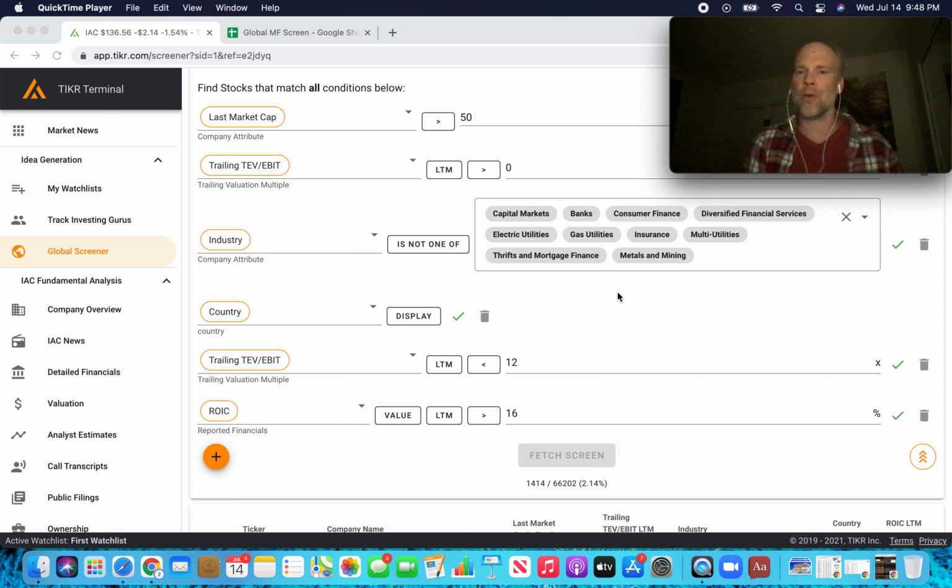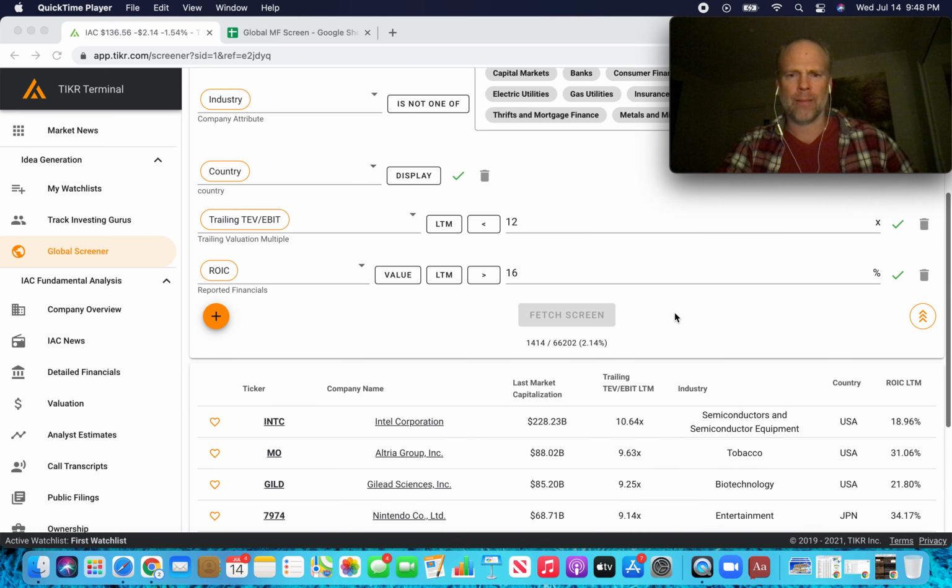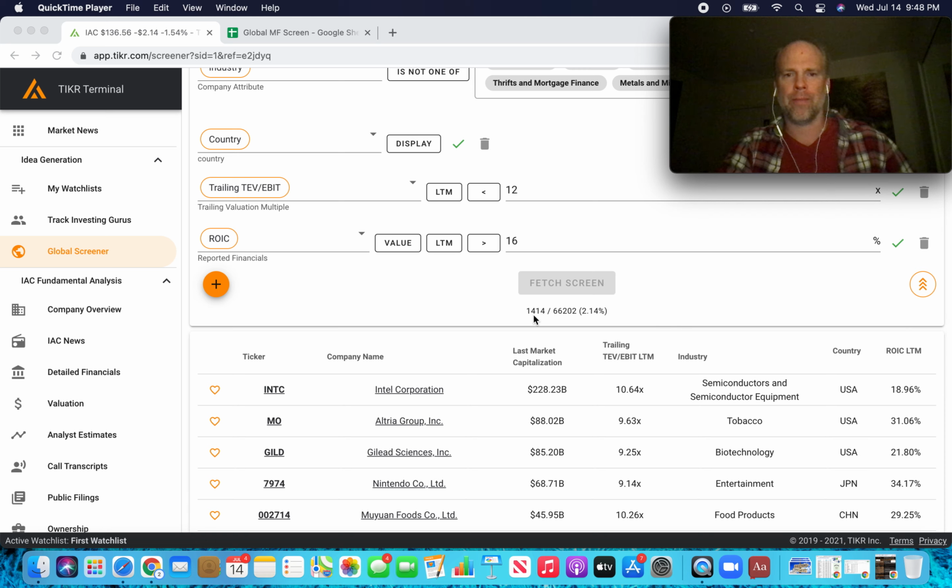So you've got capital markets, banks, consumer finance, diversified financial services. You guys can read these. These really fit into the utilities and financials buckets here. So I excluded those. I displayed the country, and yeah, that's it. So we can see the results here.